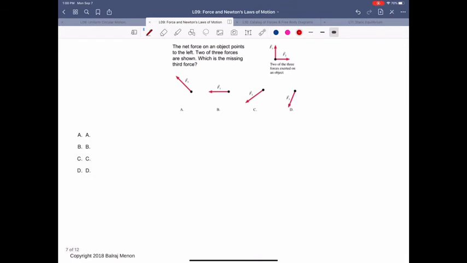Here's another question. You've got an object and you're told that three forces are acting on the object. Two of them are shown to you. They have equal magnitudes, but they are in the directions shown. The question is, what is the magnitude and direction of the third force if the net force is to the left? So we want to be able to sketch F3 so that when we add the three forces, we get a net force pointing to the left.